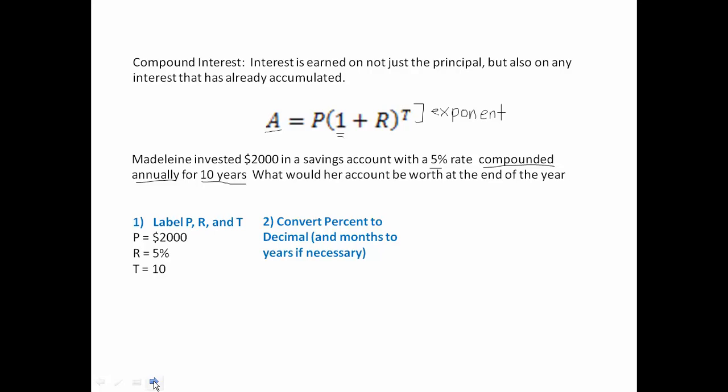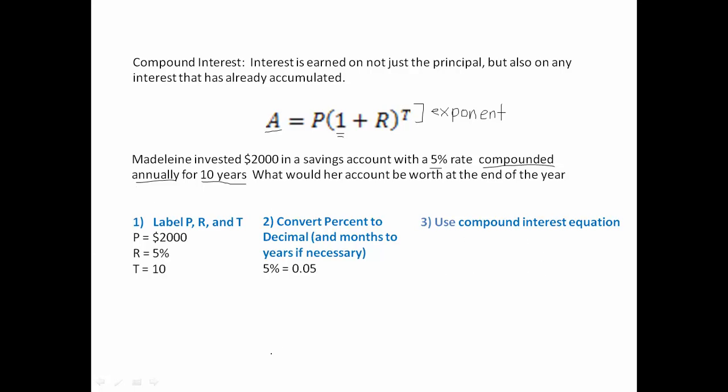We're going to convert our percent to decimal and months to years if necessary, just like before. Since I'm given 10 years, I don't have to convert that. If I were given months, I would have to divide by 12 here. 5% will still change to 0.05. Now, there is a second bit of converting that I'm going to need to do if I'm given a compounding period other than annually. If it says compounded semi-annually, quarterly, monthly, or daily, there's another conversion that I'm going to have to do. We're going to take a look at how that works in another video. For right now, this video will work for anything that says compounded annually.